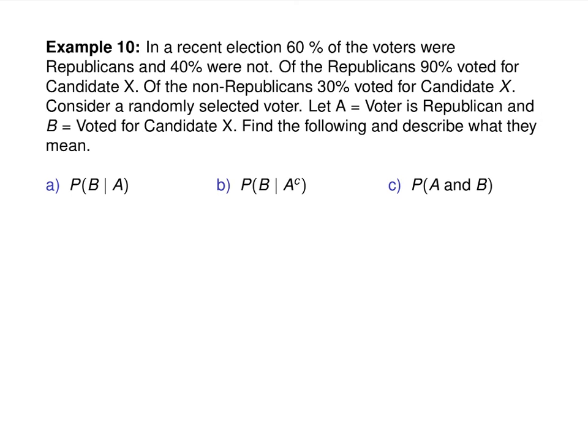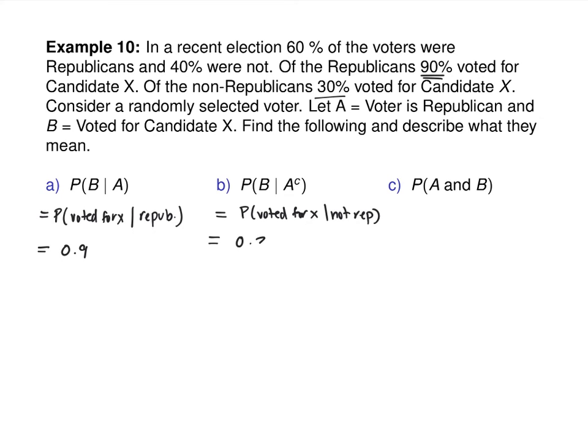All right, so probability of B given A is equal to probability that they voted for X given Republican. So if we know they're Republican, what's the probability that they voted for candidate X? Well, that's just told to us. That's 90%, so 0.9. This is the probability that they voted for X given not Republican. And we're given that as well, which is 0.3.